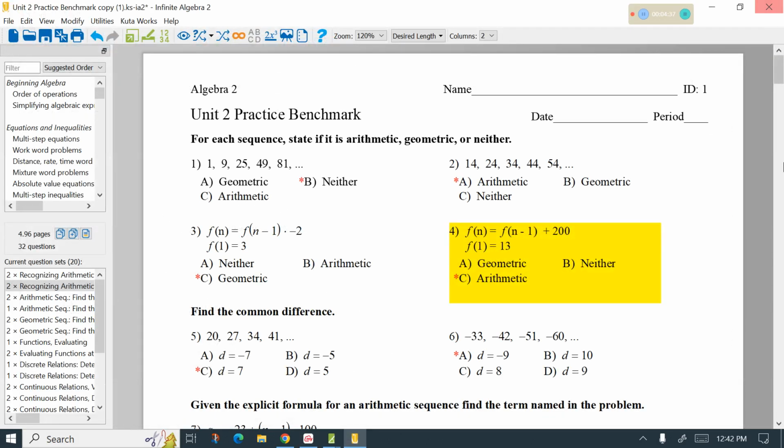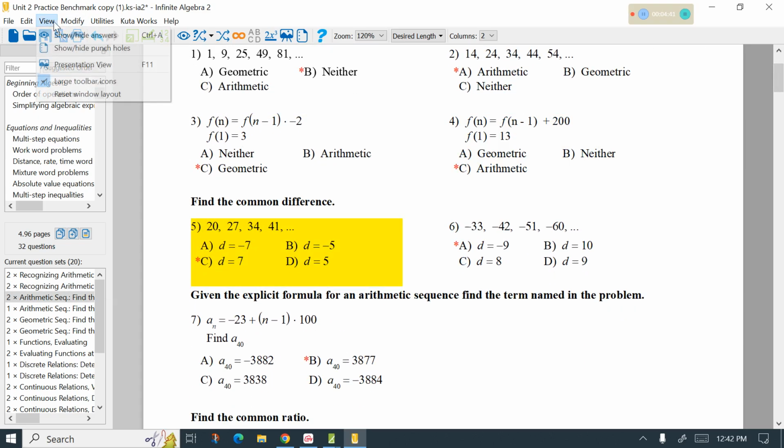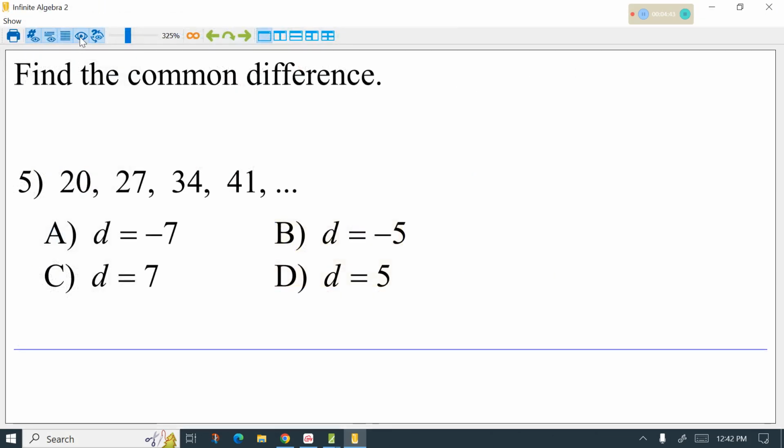Okay, so we'll continue moving through these problems. We can see here now that we've got to get our common differences. So the common difference in this case is positive 7. Notice it's increasing by 7 every time, okay? Another way to get the common difference is to take a term and subtract the preceding term. So 27 minus 20 gives me positive 7.